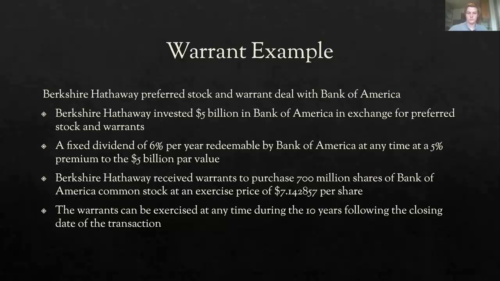But on top of that deal, Berkshire Hathaway also received warrants to purchase 700 million shares of Bank of America common stock at an exercise price of about $7 per share. That exercise price was most likely lower than the market price of Bank of America's common stock, so that was an added value for Berkshire Hathaway. The warrants can be exercised at any time during the 10 years following the closing date of the transaction. So it was kind of the icing on the cake.